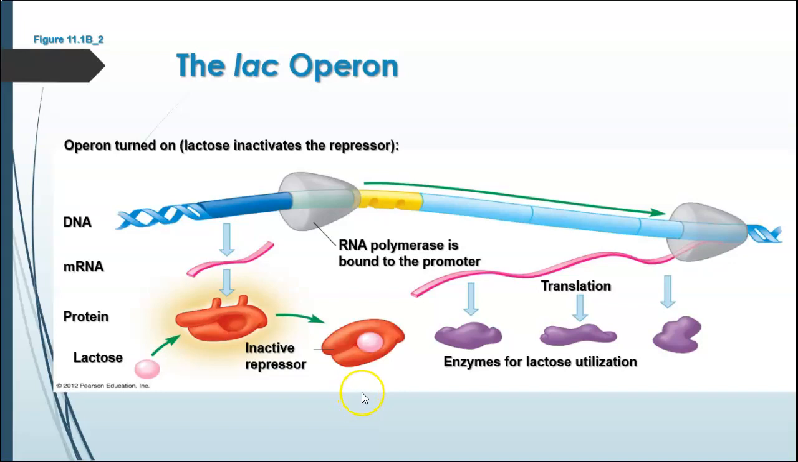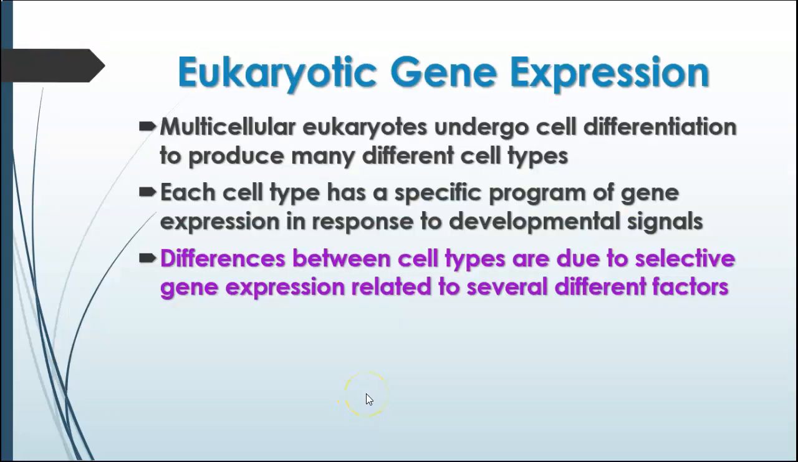In eukaryotes, it's going to be a little bit different because, again, eukaryotes are generally multicellular, and you've got a lot of different processes going on. You have a lot of differentiation that occurs. And so there's a specific program of expression that responds to various developmental signals in the development of an embryo. The reason we have different kinds of cells is because the gene expression is turned on or off in different kinds of cells related to various factors that exist in the developing embryo.